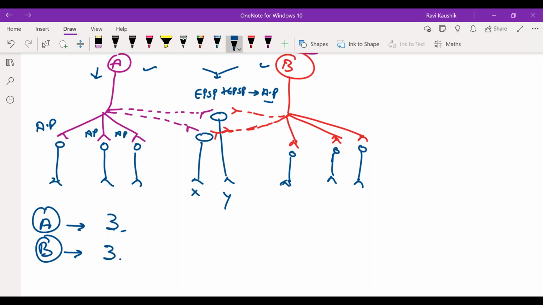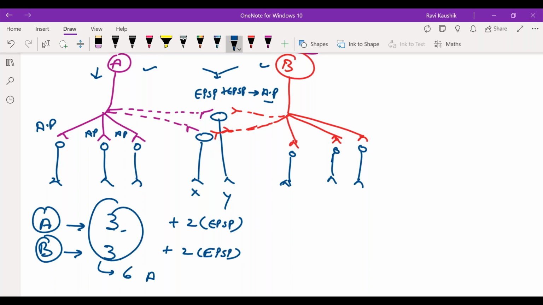In 3, a complete action potential is happening, and in 2, only EPSP is happening, right? Likewise for B also. So ultimately, if you see, it is only 6 action potentials which can be seen if you excite either A or B.